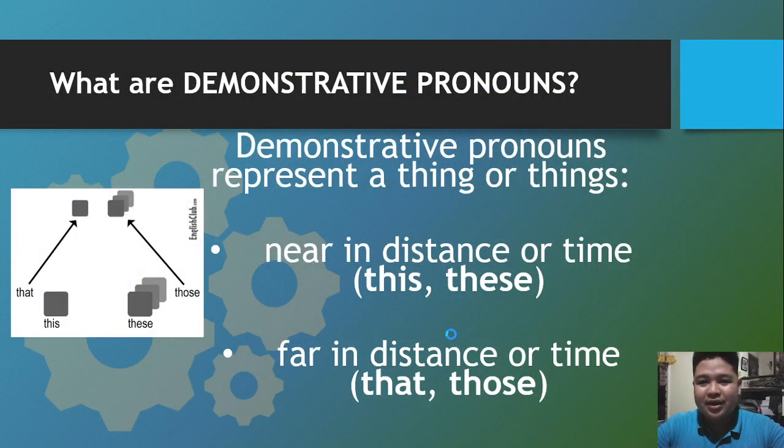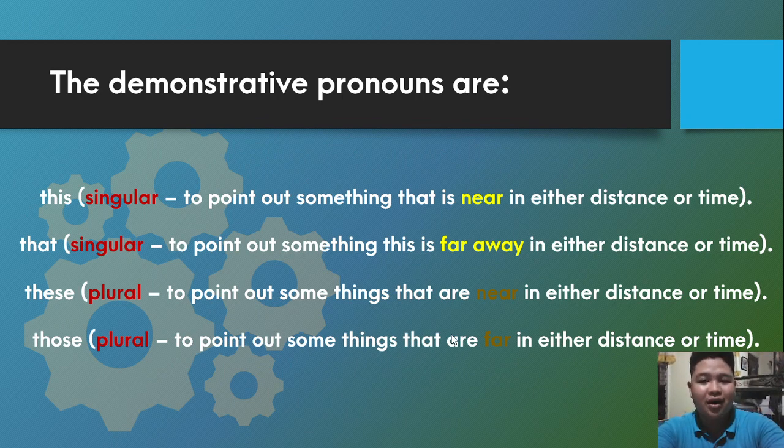Okay, so the demonstrative pronouns are the following. This is a singular demonstrative pronoun used to point out something that is near in either distance or time.